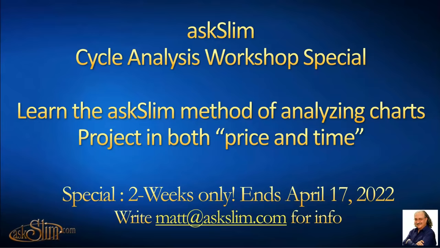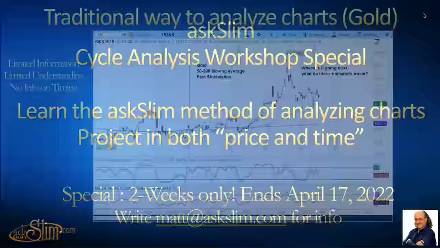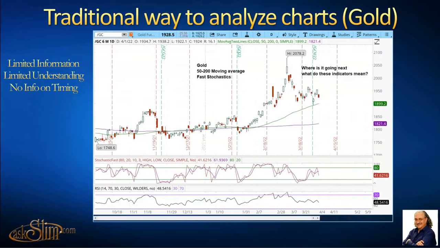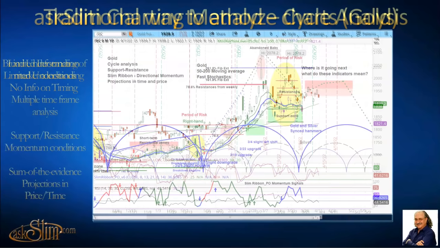But I'm going to show you right now what's in here. Normally, you'd be looking at charts like this. This is a traditional way to analyze charts, and this is gold. What you see on here is a candlestick chart with stochastics, RSI, and maybe some other oscillators that people would put on there, and a 50, 200-day moving average. The problem is you don't really know where it's going next. What do these indicators mean? It's limited information, limited understanding, and really no information on timing.